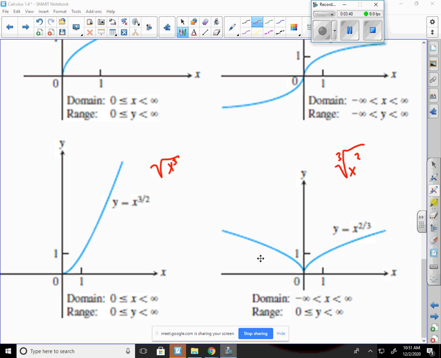Again, for the 3/2, because our denominator is an even number, it's going to be going from 0 to infinity for our domain and our range. For the 2/3, because it's a positive even number on the top, where the 2 is, that's going to create our y values always being positive. Any number squared gives us a positive number. And then our domain is going to be from negative infinity to infinity, just because there's no numbers that can be ruled out.